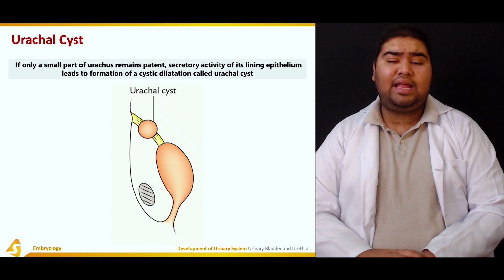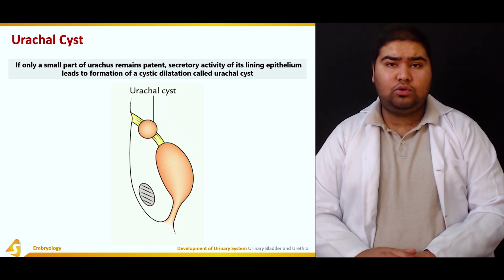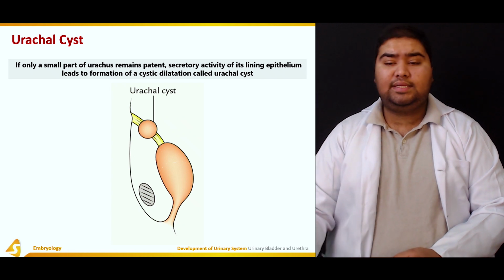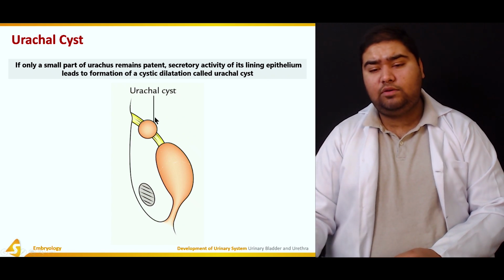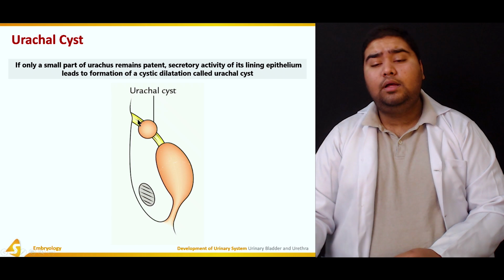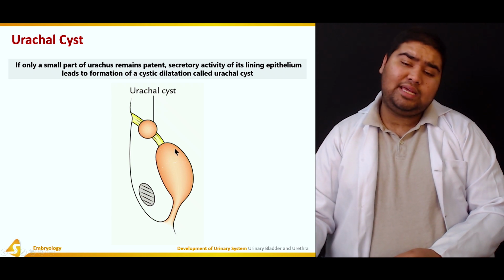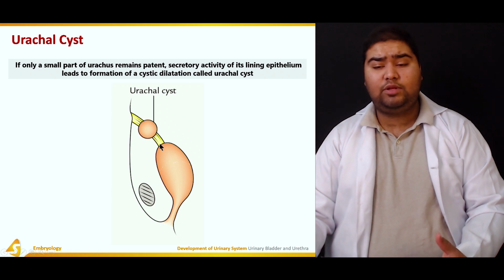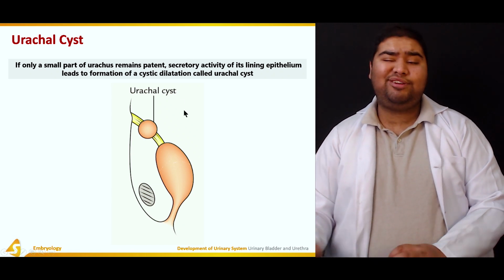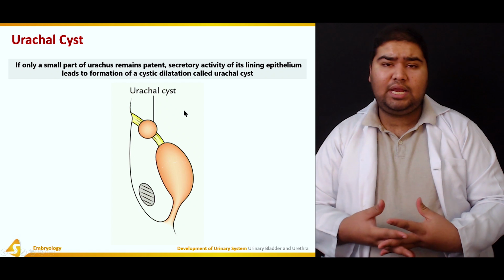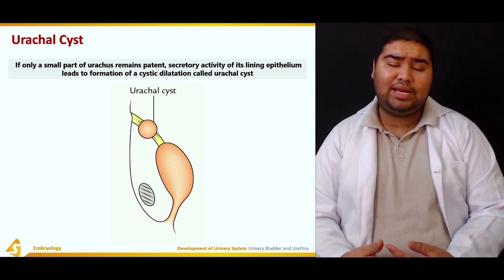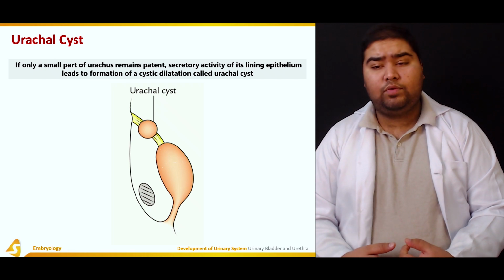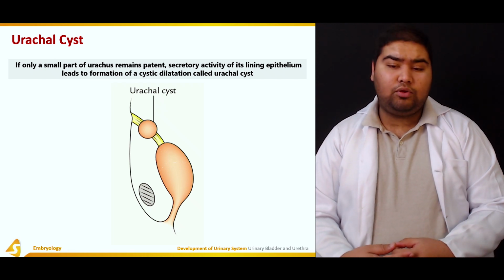And finally, we can have a urachal cyst. If only a small part of the urachus persists, here you can see a small part of the urachus persists. The urachus anterior and proximal and distal to it has had its lumen obliterated. The secretory activity of the lining epithelium of the urachus might lead to the formation of a cystic dilatation, which may now be called a urachal cyst.